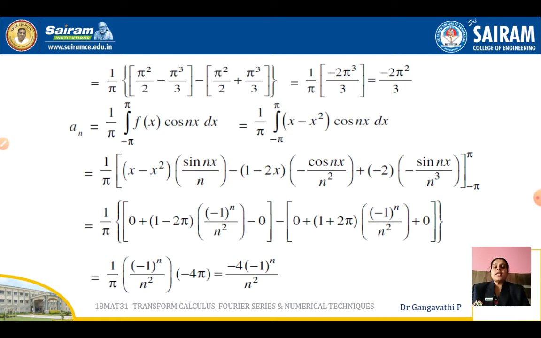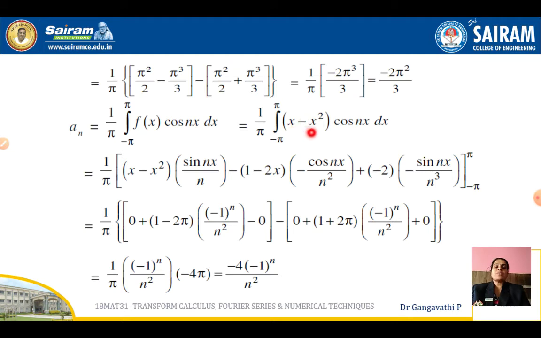Now consider an. An is equal to 1 by pi integral minus pi to pi f of x cos nx dx. Substitute for f of x. F of x is x minus x square into cos nx dx. So x minus x square is the first function, cos nx is the second function. And we do not know whether this entire product is an even function or an odd function.